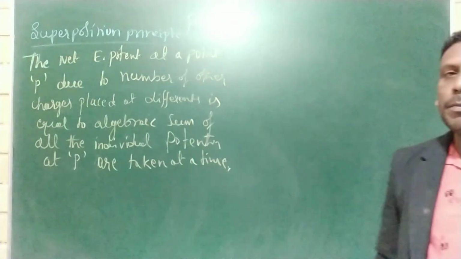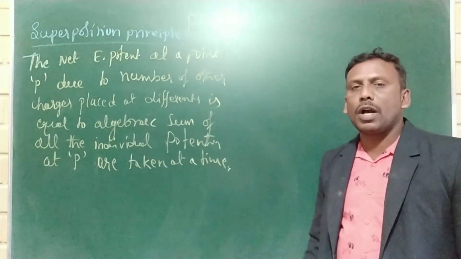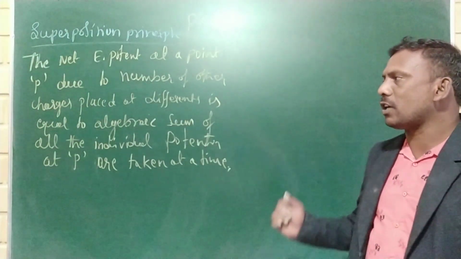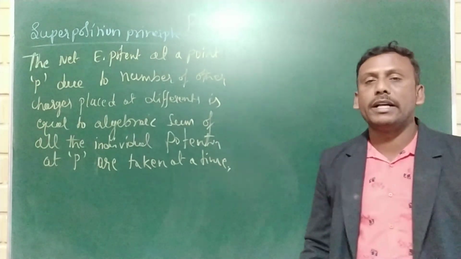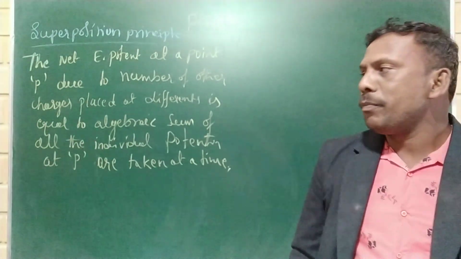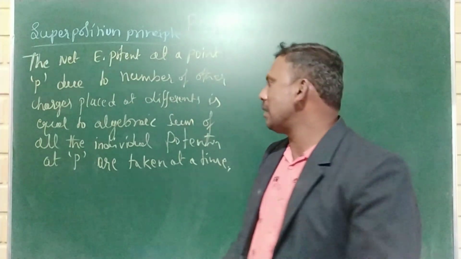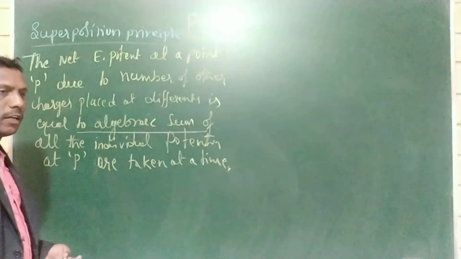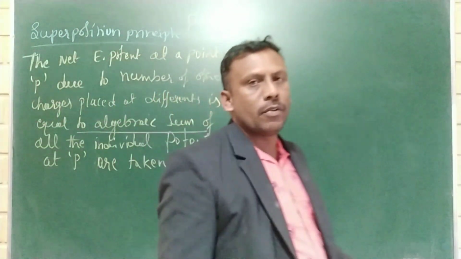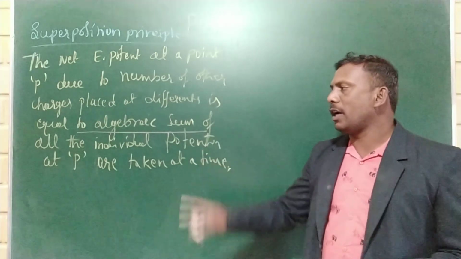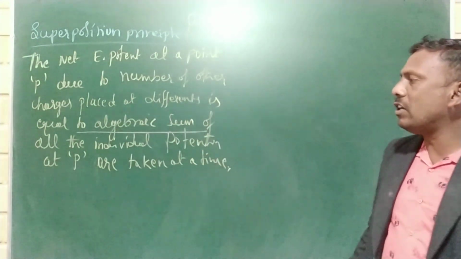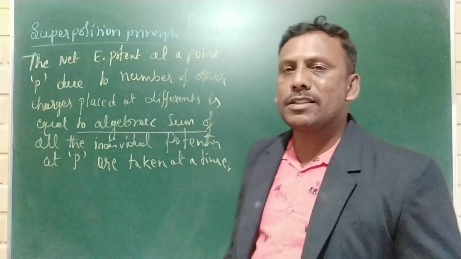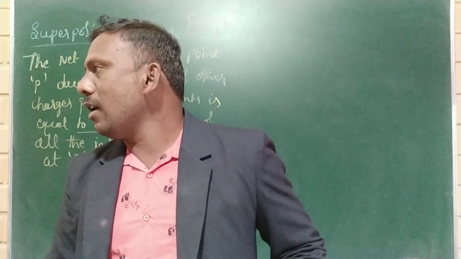According to the superposition principle, the net electrostatic potential at a single point P due to a number of charges placed at different points is equal to the algebraic sum. Algebraic sum is very important, because for electrostatic force it is the vector sum. But here the algebraic sum of all the individual potentials at point P taken at a time is called the superposition principle.